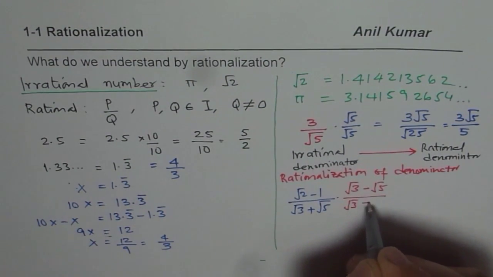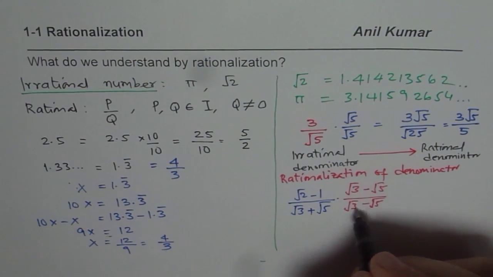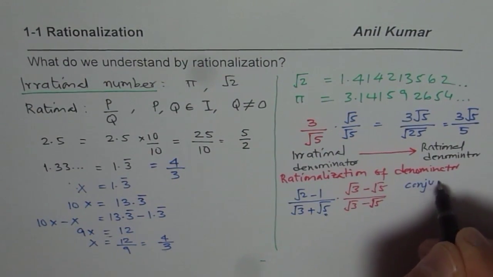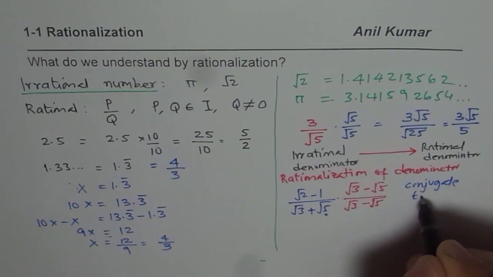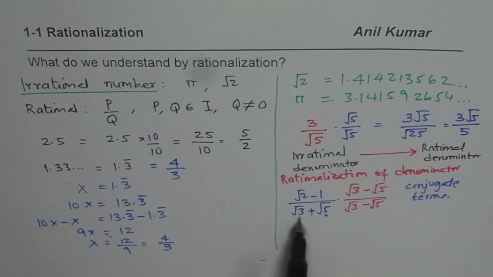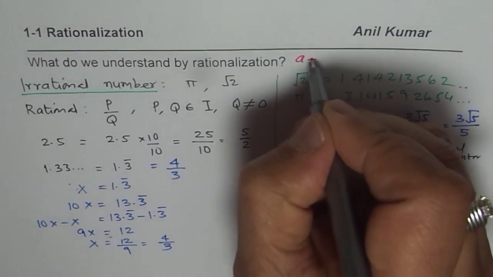Right? Same terms. And this number by which we are multiplying, they are referred to as conjugate. So these are conjugate terms. Now when you multiply it, then what happens? You remember a plus b times a minus b. It is a square minus b square, right? So let me write that on the top. It will always help you to understand.